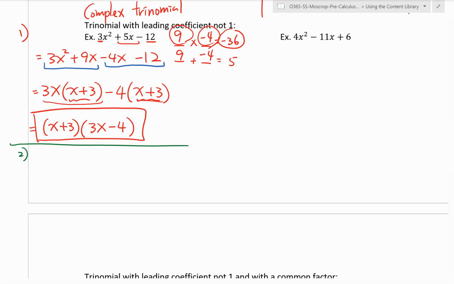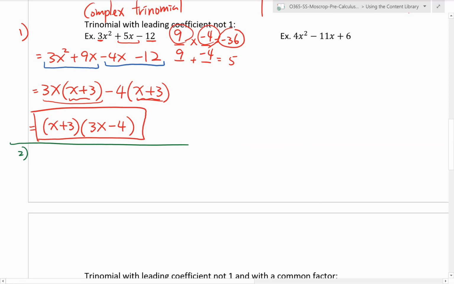But this method you really need to watch out for. You need to make sure that the leading coefficient is not negative, it's positive, and that you must factor out a common factor first. If you don't factor out a common factor, then you can't do it. You should factor out a common factor anyways, regardless. It's called the AC method because it has something to do with A and C right here.